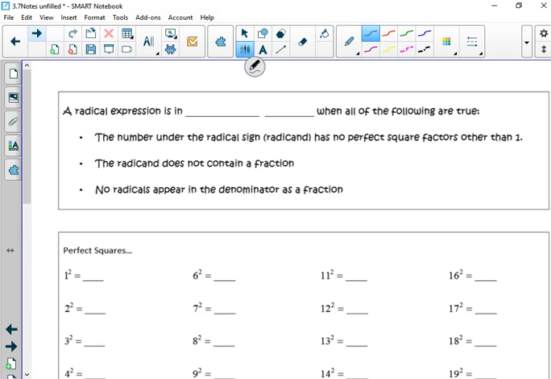Okay, the radical expression is in simplified form when all the following are true. The number under the radical sign has no perfect square factors other than 1. So you can't have a square root number trapped inside of it. The radicand does not contain a fraction, and so you don't want a fraction underneath the radical. And no radicals appear in the denominator.